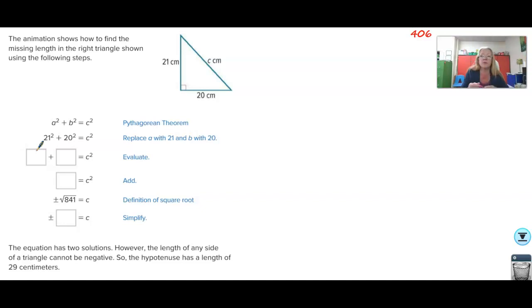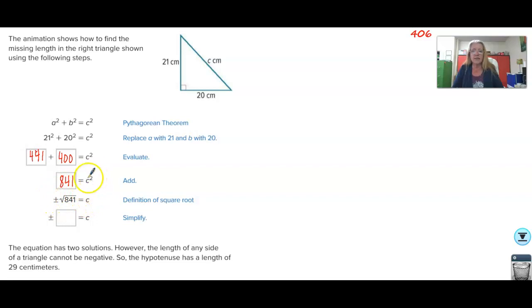All right, 21 squared is 441. So that's what goes in this little box right here. All right, and 20 squared is 400. That one I do know. So then we would have 841 equals c squared. And then remember, the last step is always to take the square root of both sides.